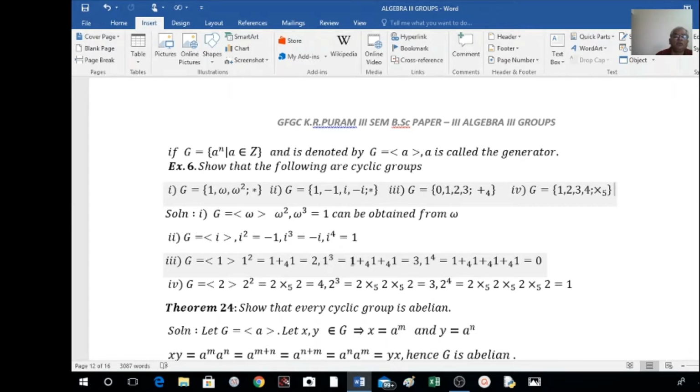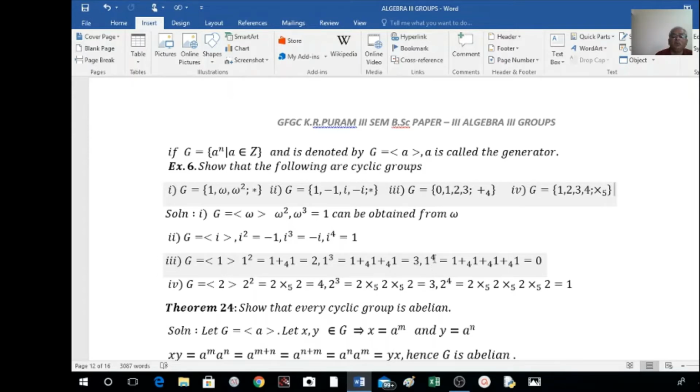What is 1 cubed? 1 cubed means applying the operation three times. It is not 1 into 1 into 1, but 1, the operation, 1, the operation, and 1. Adding these three elements, I am getting 3. Divided by 4, the remainder is 3.